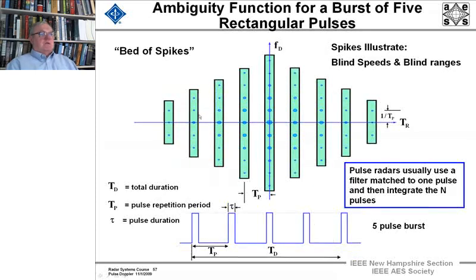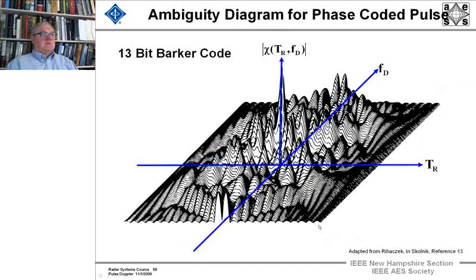And here's what the crosscuts would be for a burst of 5 rectangular pulses. Pulse radars usually use a filter matched to one pulse and then integrate the N pulses. And the spikes illustrate the blind speeds and the blind ranges. Okay. And here's the 13-bit Barker code, which almost looks like a bed of spikes.